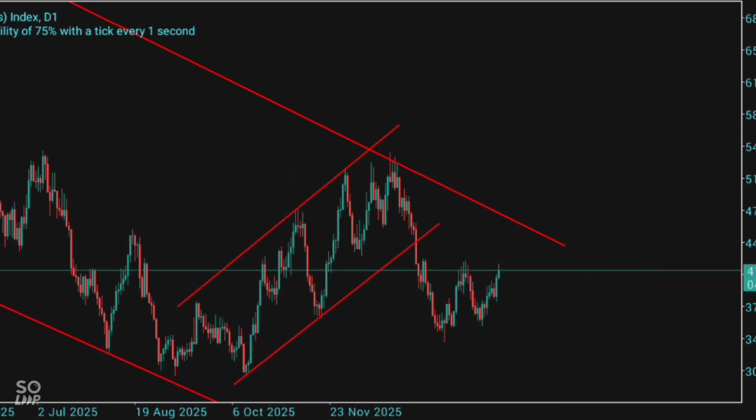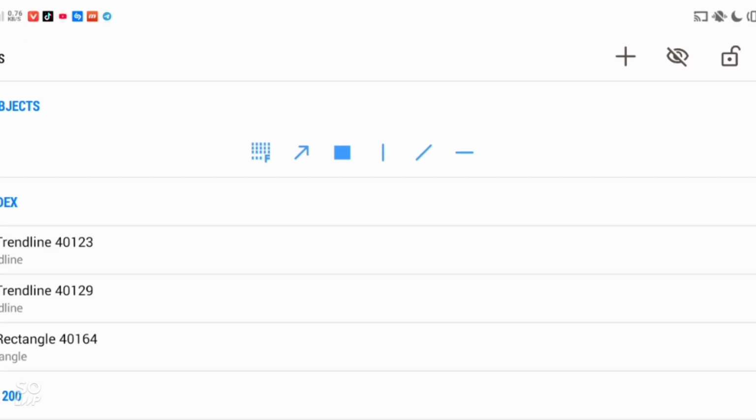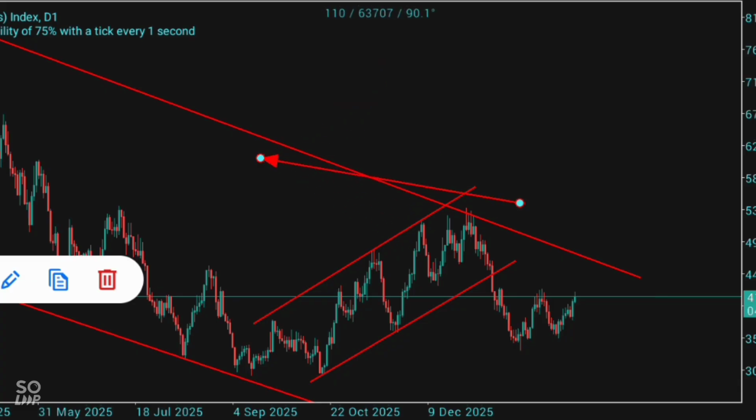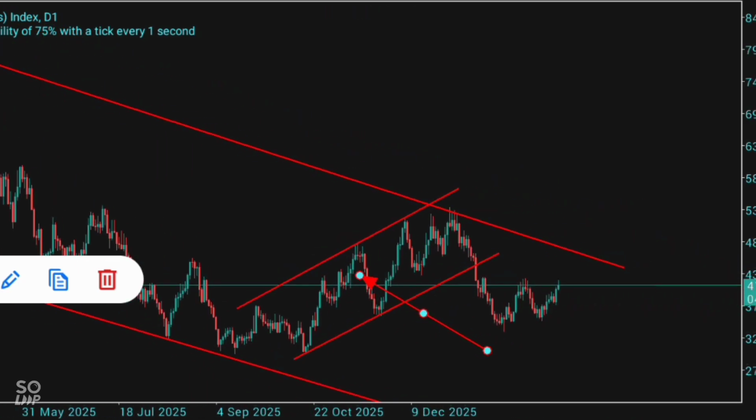If you look at this, you see we have a flag, and it's a bearish flag, meaning it's supposed to break going down the way it did. Bearish flags always go down, the way it just did. Bearish flags go down.